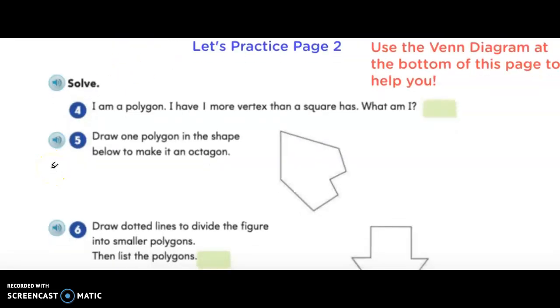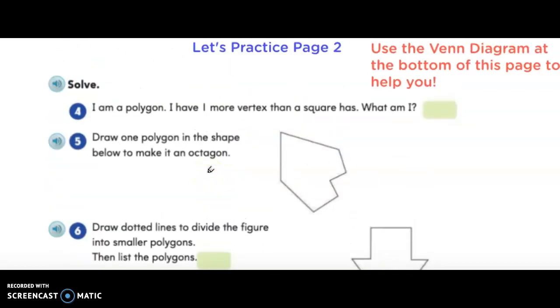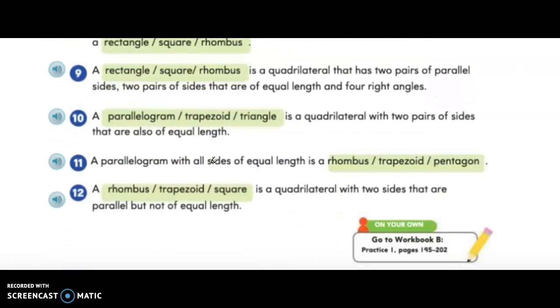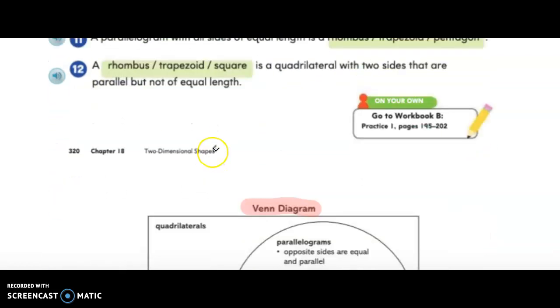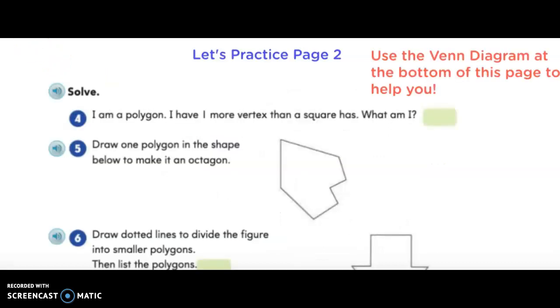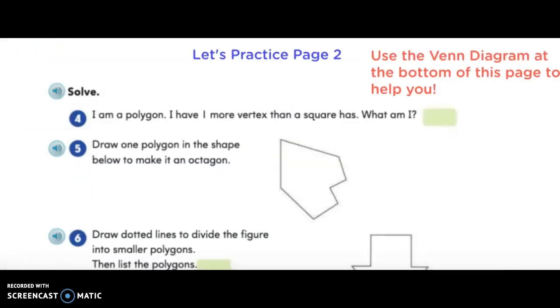So this is the second page, the one that I showed you before that has that Venn diagram at the bottom. These are kind of like riddles, so you're trying to figure out what they're talking about. And then the last one, you're just circling your answer, okay? Use this Venn diagram to help you if you need, or go back and forth between the slides to help you. Raise your hand on both slide 20 and 21 when you finish for me to check.